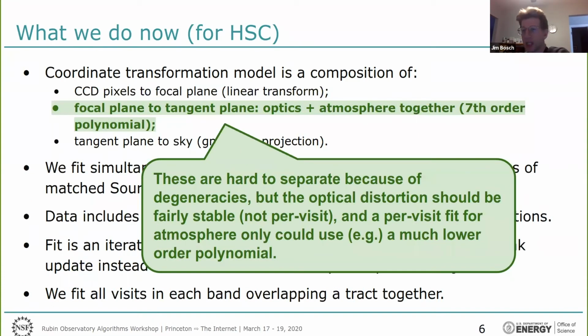It would be nice to be able to separate these into two different components along the lines that Gary did. With the way we're doing the fit, they're degenerate, but the optical distortion is much higher order. And if you could separate that and fit a mostly static term, then of course the fit for the atmosphere only could use a much lower order function, and that would be simpler and have fewer degrees of freedom overall.